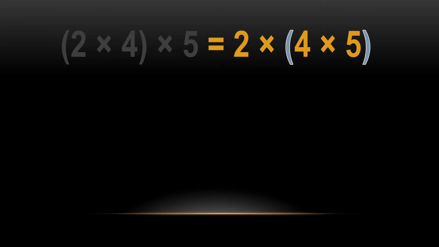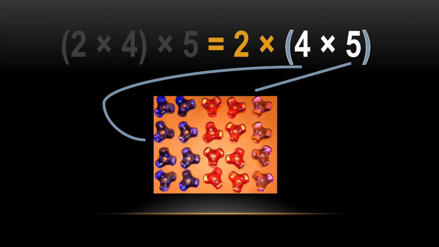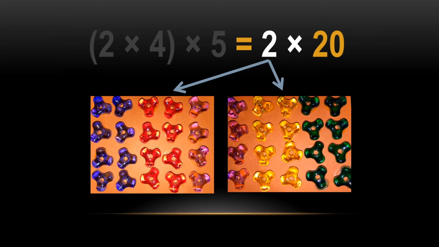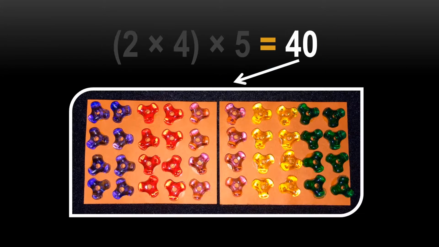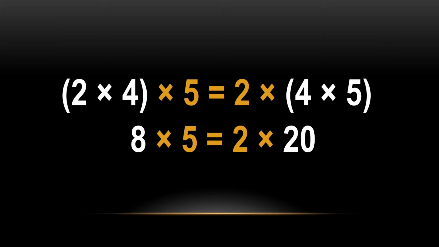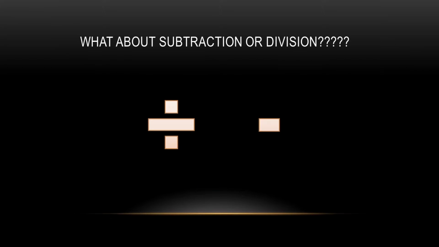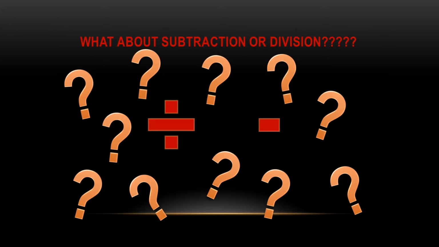Now, on the other side, we have 4 rows of 5 flowers to start. 4 times 5 equals 20 flowers. Then we multiply that set by 2 gardens. 20 flowers times 2 gardens equals 40 total flowers. So, again, we can see that it doesn't matter the order in which we group the multiples, the product will be the same. I'm wondering what will happen if I try it with subtraction or division.